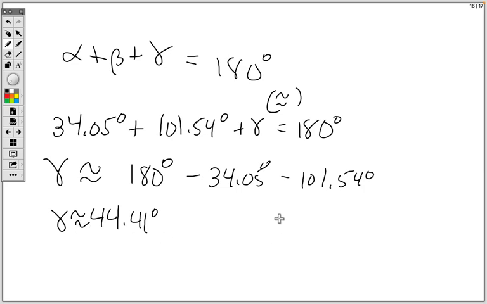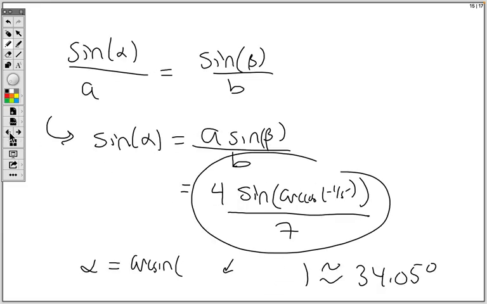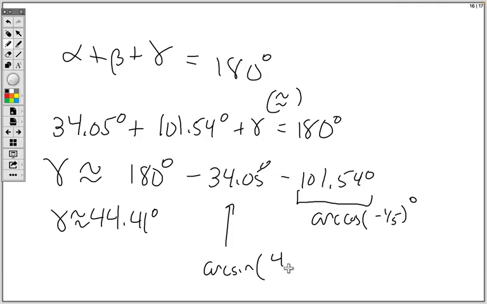Okay. If I wanted the exact value here, I'd have to put stuff in terms of arc cosine here, and then the arc sine of, what was it? 4 sine arc cosine minus 1/5 all over 7. Okay, degrees. Anyway, that's how you do it.